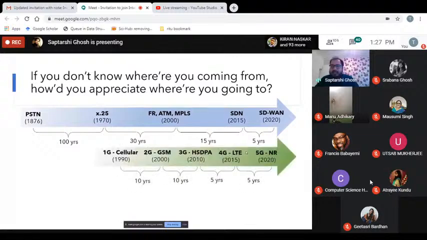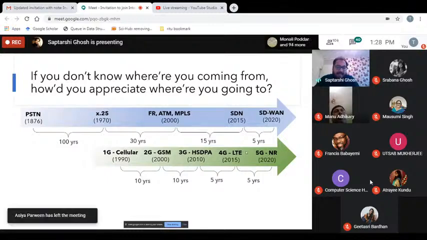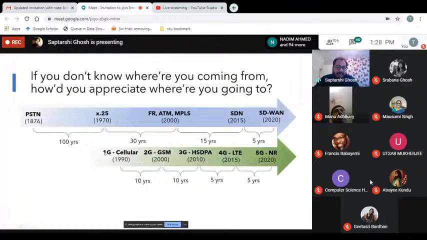Now, what happens in the front end? Front end means the wireless network, right, through which your mobile phone is connected to the network. So 1G, the first generation of cellular connectivity, came in the 1990s. 10 years later came GSM, which was 2G. HSDPA or CDMA came in as 3G in 2010, and 4G in 2015.